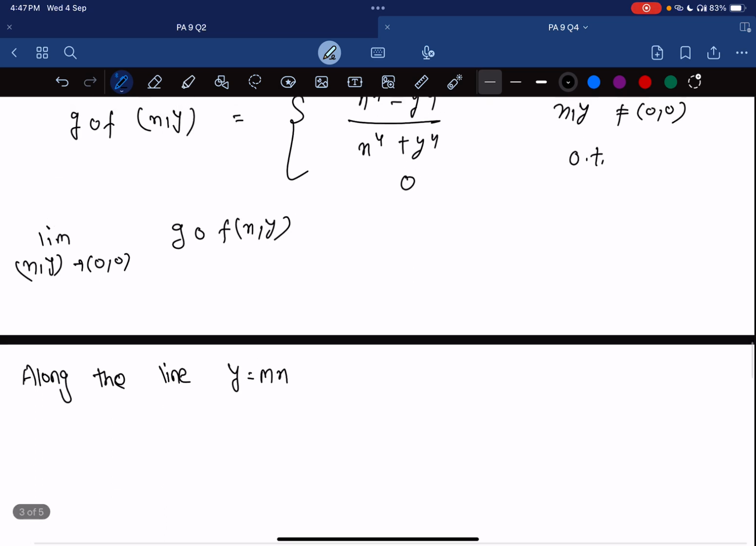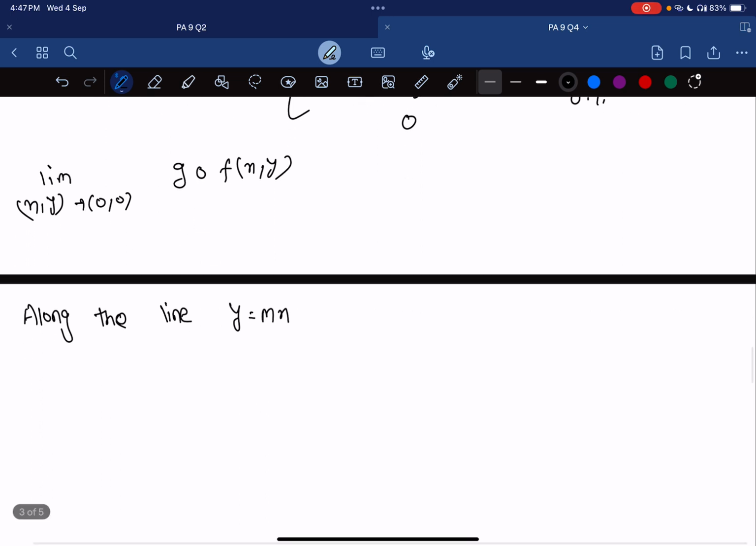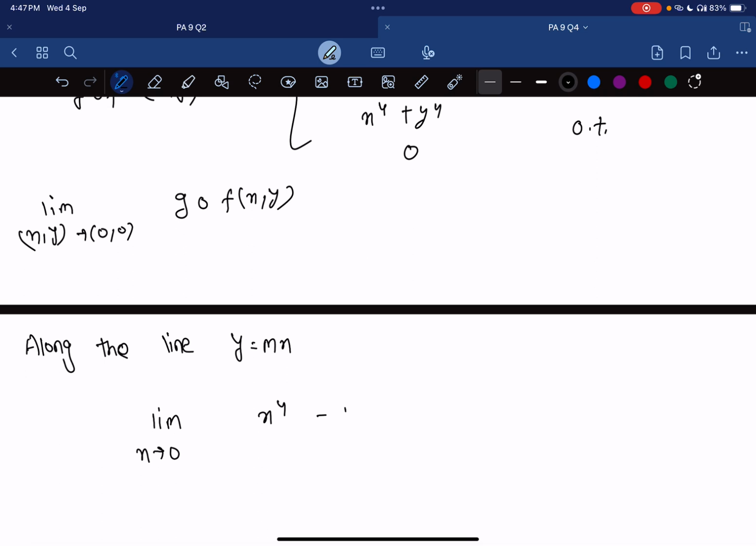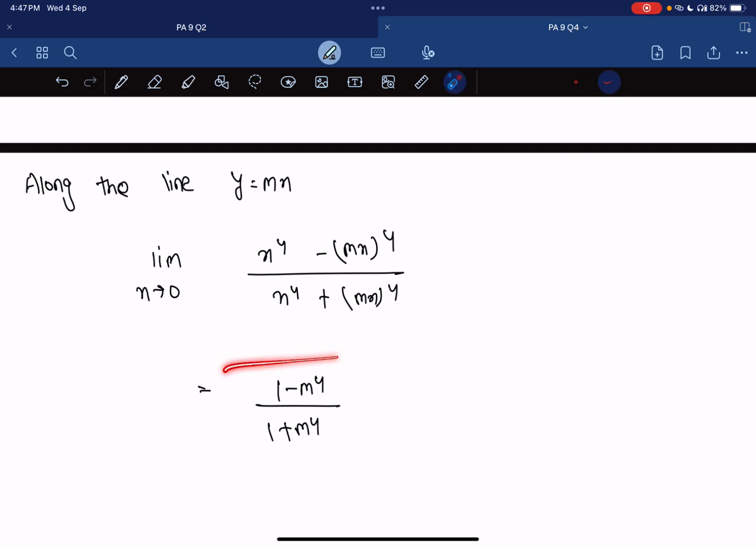So again, the function g of f would remain just a function of x, as we are replacing y with mx. So it would be the same as finding when x tends to 0, x to the 4 and mx to the power 4, and we will just get 1 minus m to the 4 divided by 1 plus m to the 4. So again, the limit is path dependent, so the limit does not exist.